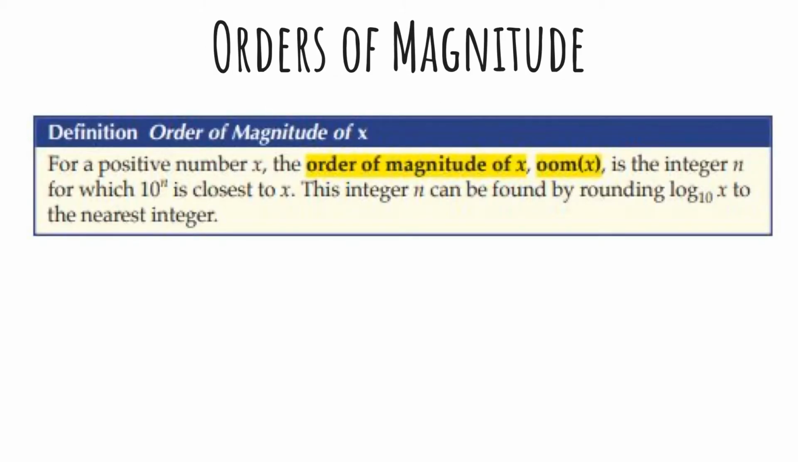All right, so you need to write this definition down in your notes. This is the definition of order of magnitude, and a lot of the times we'll abbreviate that as just OOM, so you'll see that a lot. OOM just stands for orders of magnitude. For a positive number x, the order of magnitude of x, OOM of x, is the integer n for which 10 to the nth power is closest to x. This integer n can be found by rounding the common log of x to the nearest integer. So to do this, you're going to take the common log of that x value, and then you'll just round it to the nearest integer.